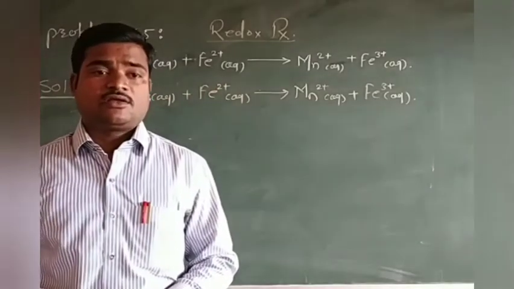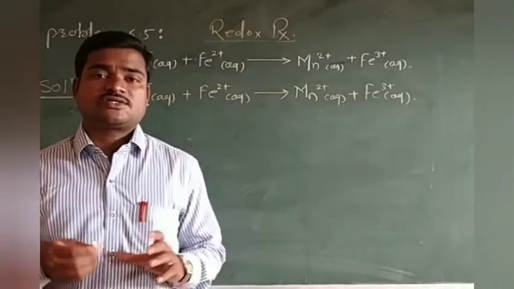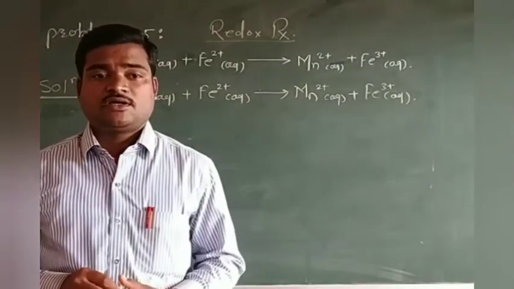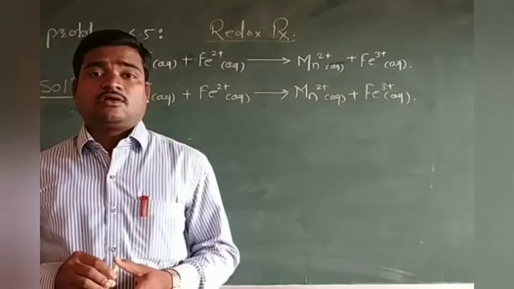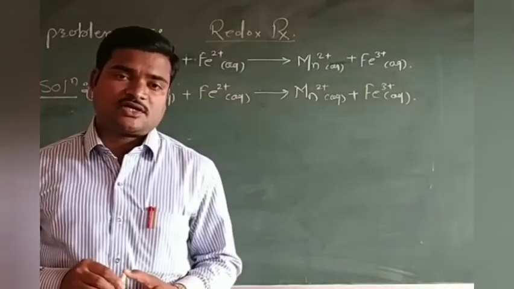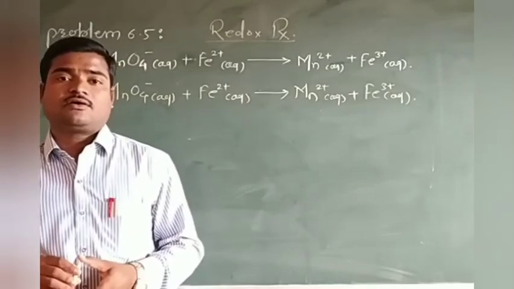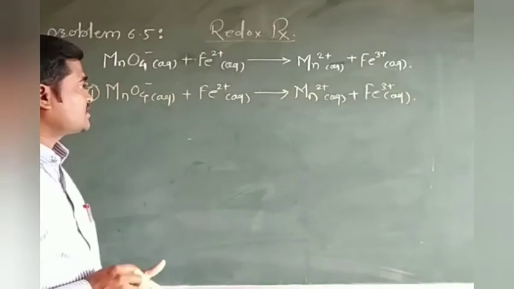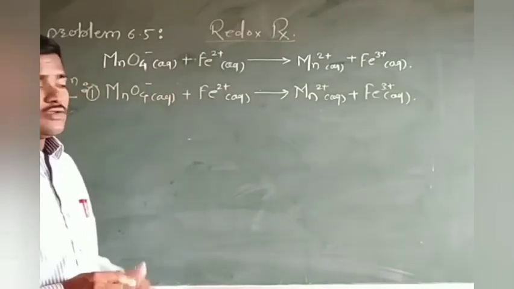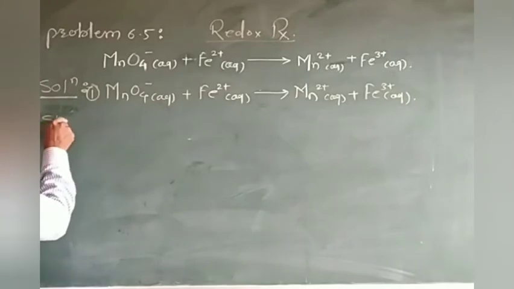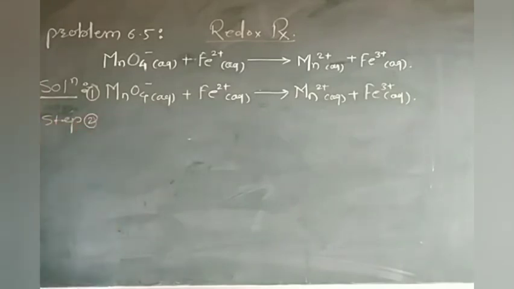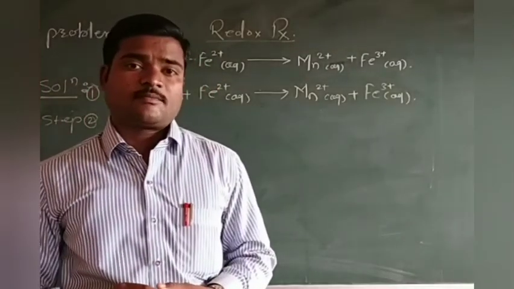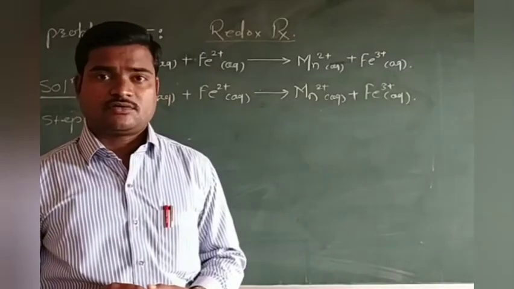After that, in step 2, assign the oxidation number to each and every element present in the given equation. In this step, we have already seen some problems based on finding the oxidation number of a particular element from the molecule. So in the next step, in step 2, we will write the oxidation numbers of the given ionic equation.